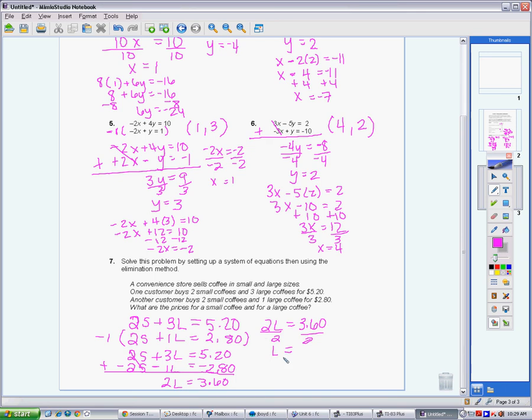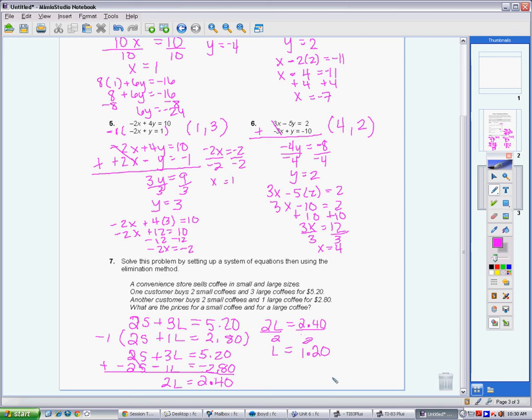So that tells me that a large drink costs $1.20. I made a mistake. I need to go back and correct. This is not $3.60. It's $2.40. So when I subtract $2.80 from $5.20, I get $2.40, not $3.60. So I got to replace that with $2.40, and I'm going to divide by 2, and my large is $1.20.